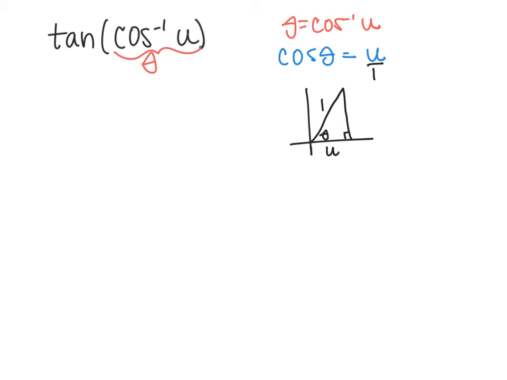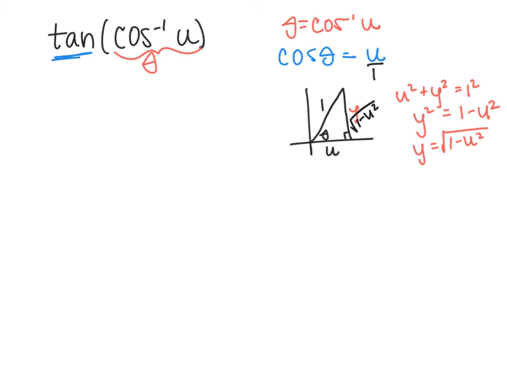So we need whatever y is. So we'll write u squared plus y squared equals 1 squared. We're solving for y. So we get y squared equals 1 minus u squared. Take a square root, and we get that y is equal to the square root of 1 minus u squared. So now we can just sub that in over here. So this side is the square root of 1 minus u squared. And now back to the original problem. We were trying to find tangent. Tangent is opposite over adjacent. So we have the square root of 1 minus u squared all over u. And that's your final answer.